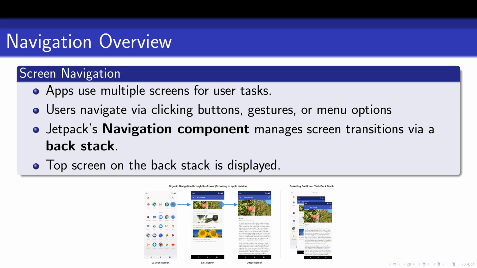Now let's talk about navigation. Apps often consist of multiple screens for completing different tasks, and users navigate between them using buttons, gestures, or menus. Jetpack's navigation component provides a system for managing screen transitions through a back stack. The screen at the top of the stack is what the user currently sees, and Compose handles transitions between screens using this structure.